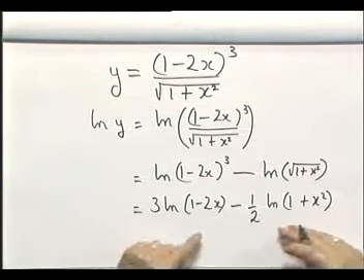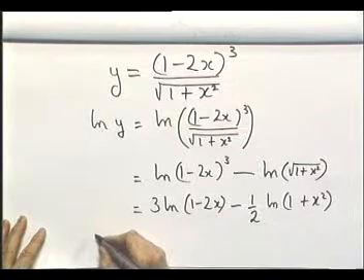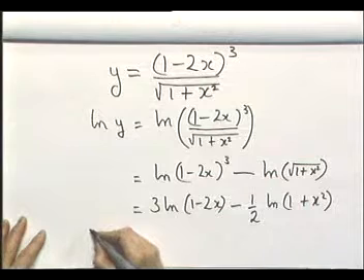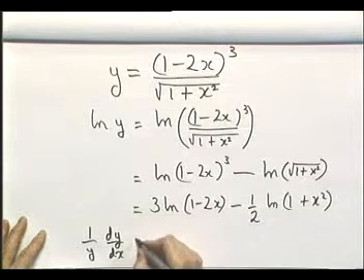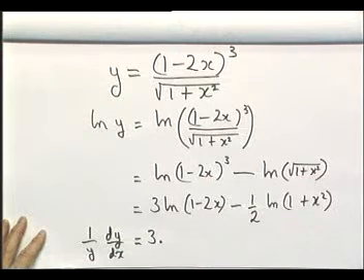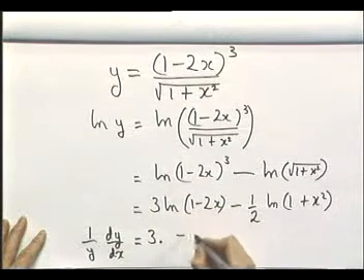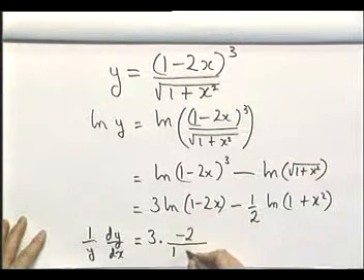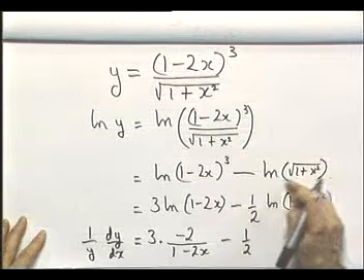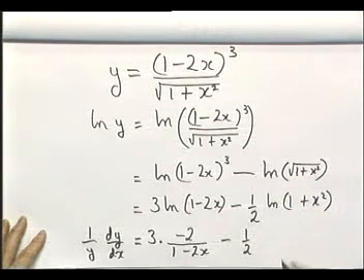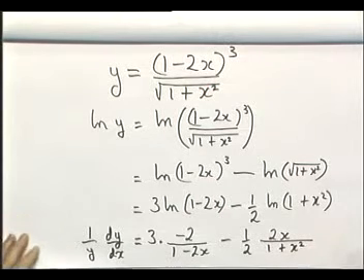And now what we see is that what we've got here is much simpler to differentiate. So we can do that. The derivative of the log of y, doing it implicitly, is 1 over y dy by dx equals 3 times, now we want to differentiate the log of 1 minus 2x, so the function is 1 minus 2x, and we differentiate that, that's minus 2 over 1 minus 2x, minus a half, differentiating the log of 1 plus x squared, the function is 1 plus x squared, so its derivative is 2x over 1 plus x squared.